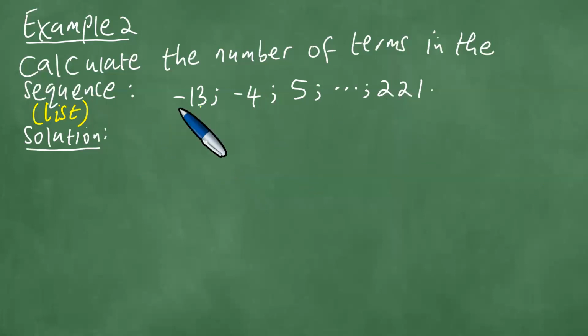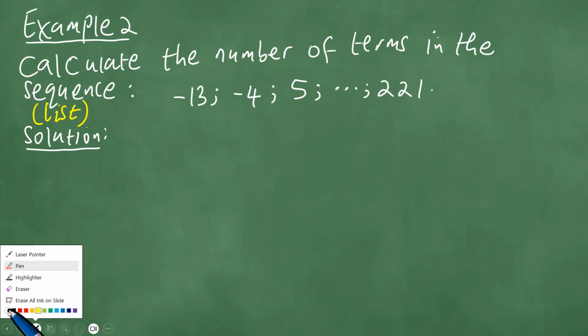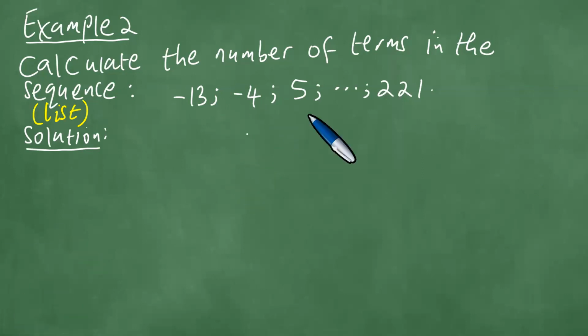So in mathematics, when you give a list with semicolons that separate the items in the list, we call this a sequence. Now, what is the question? We want to calculate the number of terms in the sequence. So to find the number of terms, what do we want? Number of terms means we're looking for n.